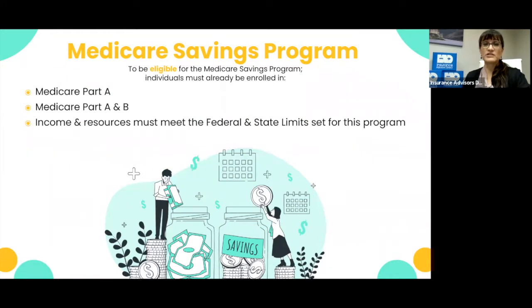So of course, the Medicare Savings Program, a lot like the Medicaid, in order to be eligible for it, you have to have A and B. You can't have just Part A. And of course, your income and resources must meet federal and state limits, which are usually done by your income levels.